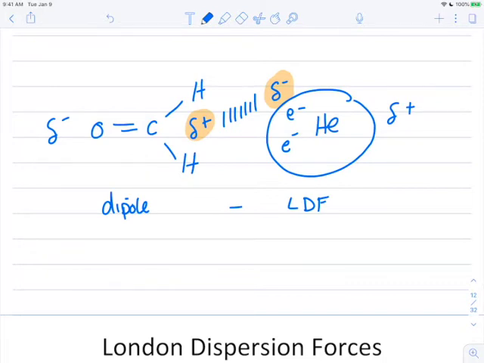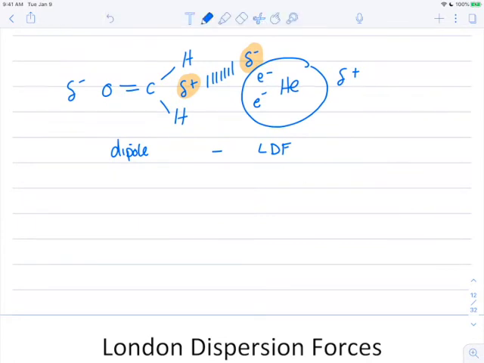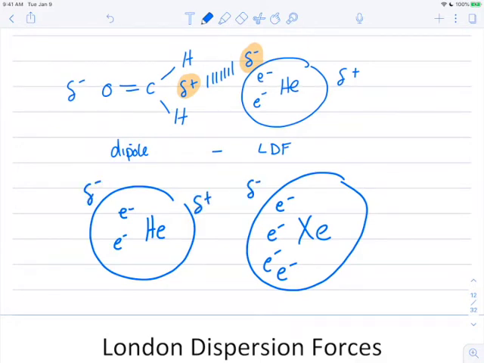The reason before we called it dipole-dipole was because we had two dipoles. But there also could be a case where we had, say, a helium and we had something like xenon. Neither of these should be polar, and I'm just going to put a bunch of electrons over here. So partially negative, partially positive, partially negative, partially positive.